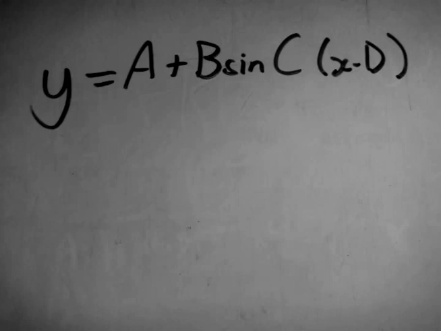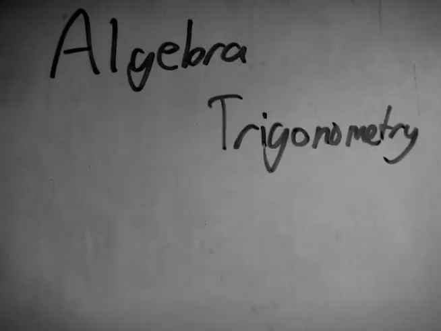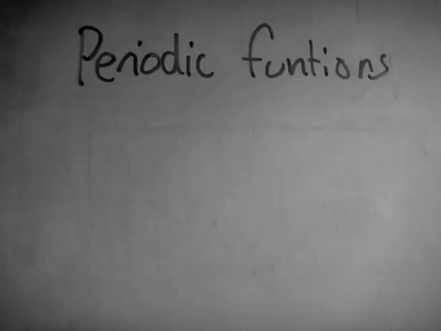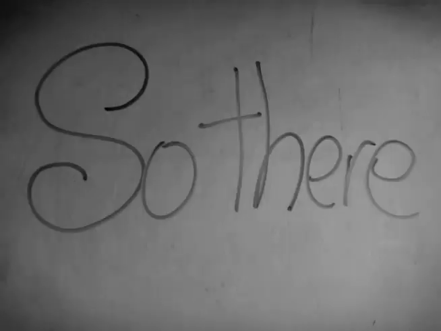To solve a function for a given sine wave in a given range requires algebra, trigonometry, and knowing that all of these values have the same value. This also works for cosine and probably tangent. Periodic functions happen in real life, so there. And that's about it.